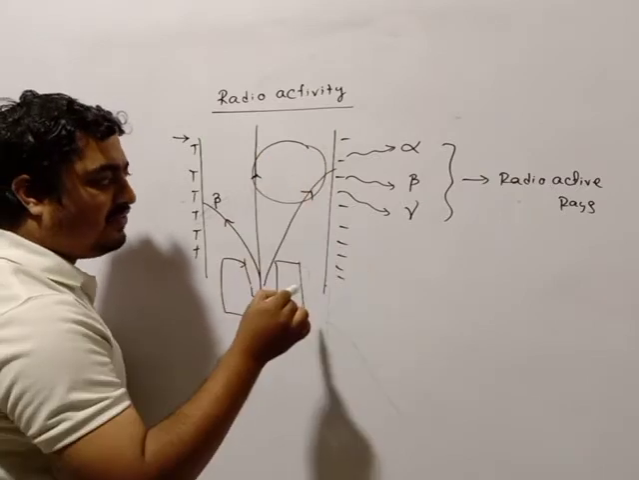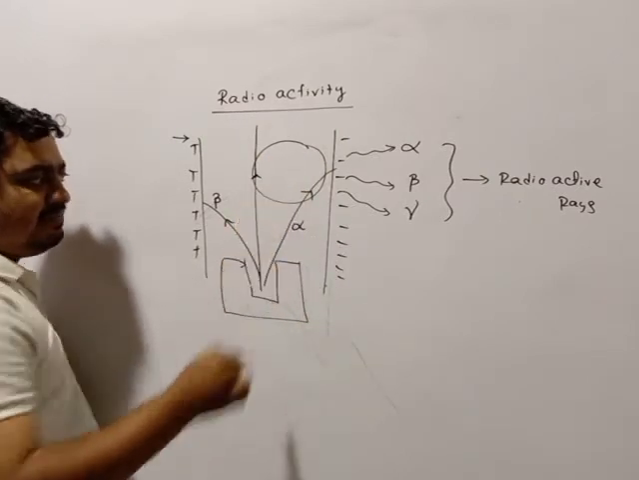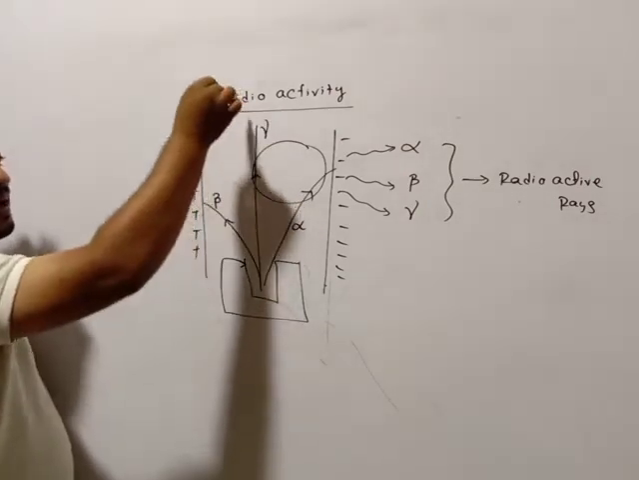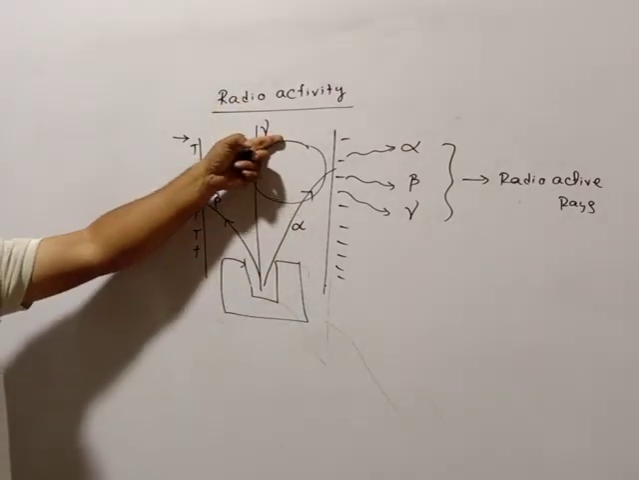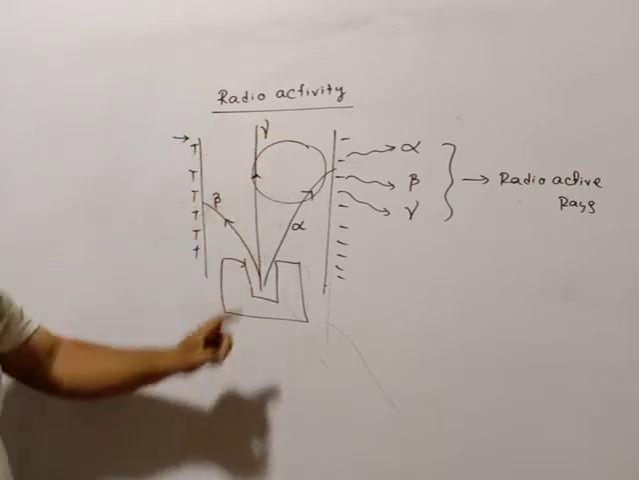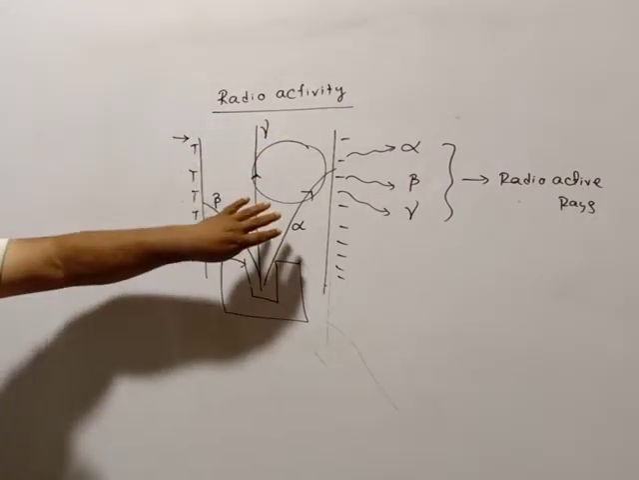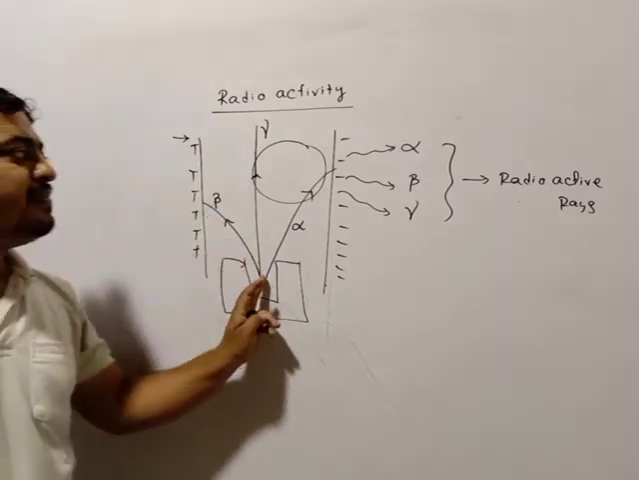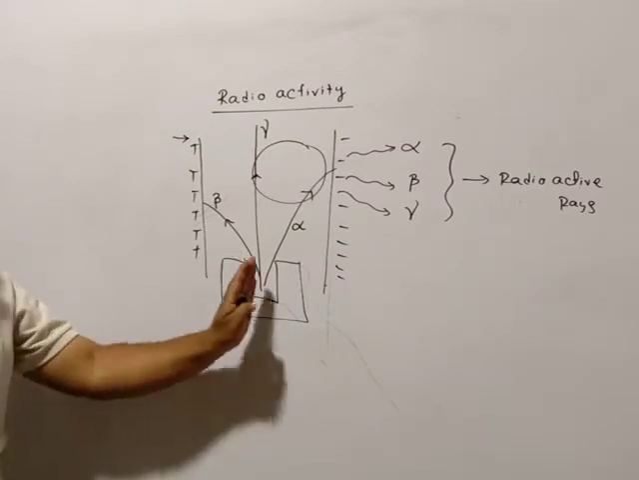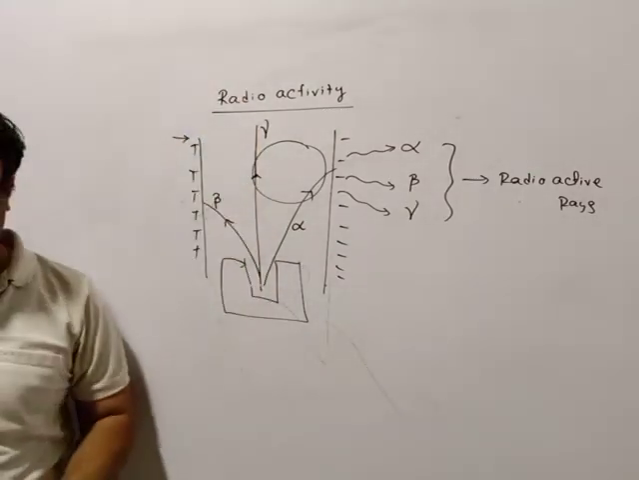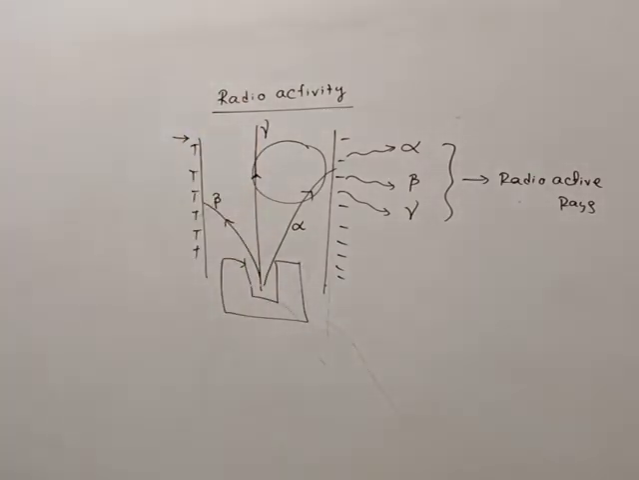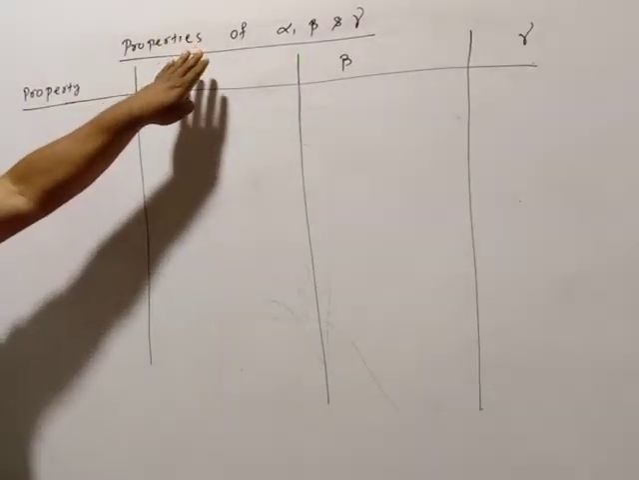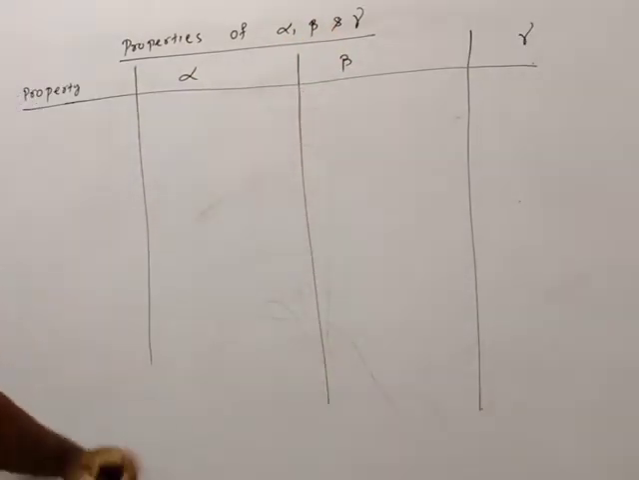The rays which are deflected towards negative plate, he named it as alpha rays. And the rays which pass without any deviation, he named it as gamma rays. So, from this experiment, we can have a conclusion that beta rays are negatively charged, alpha rays are positively charged, and gamma rays are neutral. So, next we will understand the properties of alpha, beta, and gamma rays.